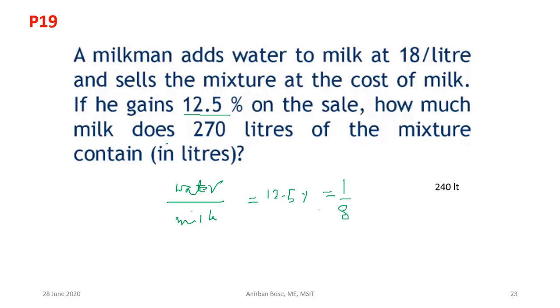Okay, now it is given that how much milk does 270 liters of the mixture contain. 270 liters of the mixture means the mixture contains what? 1 plus 8. So 1 plus 8 is 9. So 9 corresponds to 270, so 1 corresponds to 30. So how much milk was there? Milk was 8. So 8 corresponds to what? 30 into 8. So that is 240. Okay.